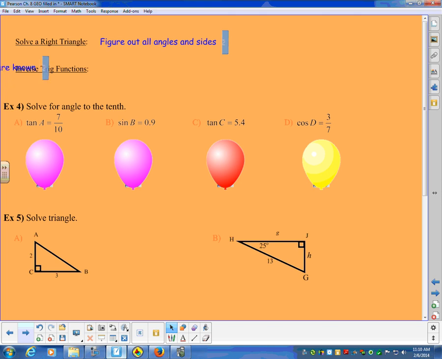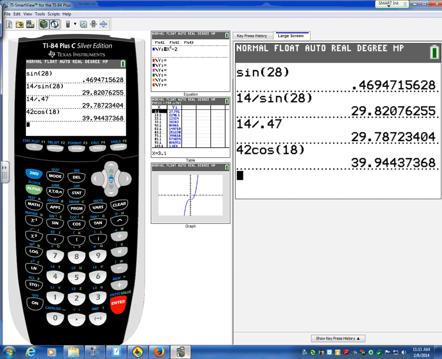Inverse trig functions. Okay, we've talked about finding the side lengths of right triangles. What about the angles? This is where the inverse trig functions come in. They are used to find angles when sides are known. And if you look at your calculator, the inverse trig functions are right above the trig functions. Look at your sine button on your calculator. Right above the sine button is the inverse sine button. You'll see a sine to the -1. Right above the cosine is the inverse cosine, and right above tangent is inverse tangent.